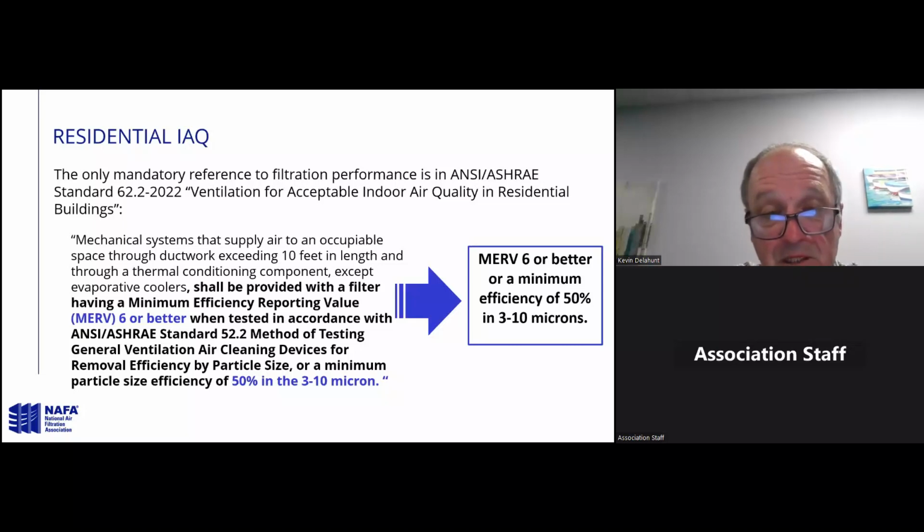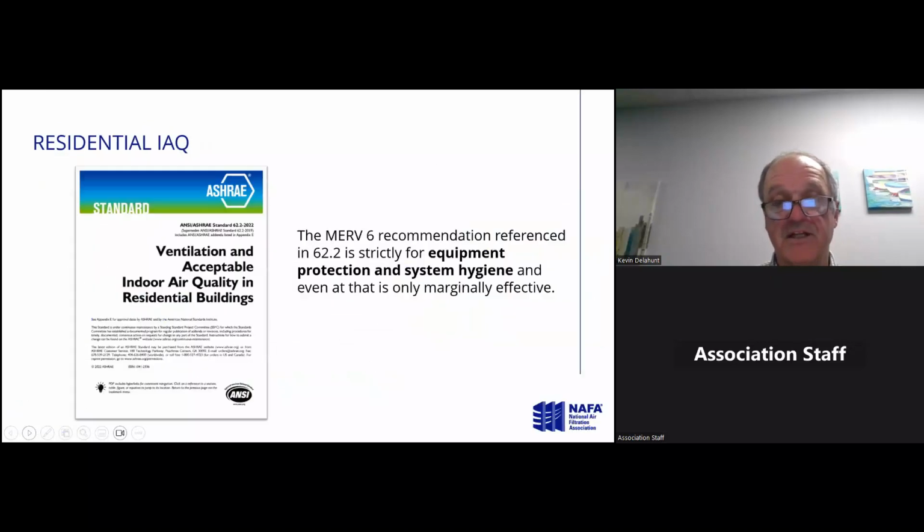So a filter shall be provided with a minimum efficiency reporting value, a MERV 6 or better, when tested in accordance with ASHRAE Standard 52.2. MERV 6 is, how should I put it, well below our MERV 11, obviously, and I'm going to show you some slides that will put that into context, why a MERV 11 over a MERV 6. But a MERV 6 just doesn't cut the performance level that we think is required to provide a healthy environment for residential property.